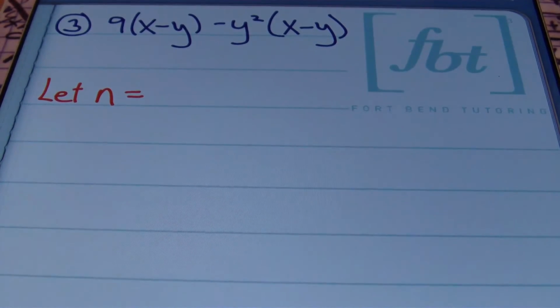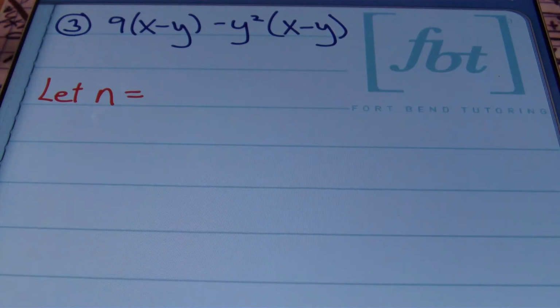All right, ladies and gentlemen, in problem number 3, we have 9 times the quantity of x minus y squared times x minus y. Here you'll notice that we have x minus y present in both terms in the expression. So I'm choosing to assign a variable for that x minus y. Also keep in mind, ladies and gentlemen, that substitution is a choice. You don't have to use substitution to solve a problem.